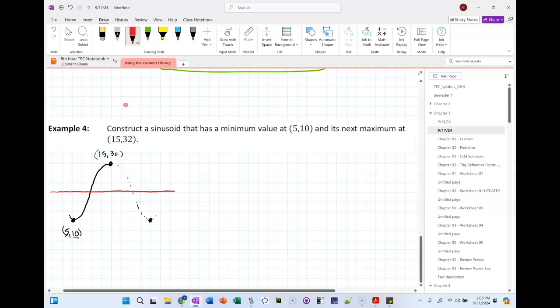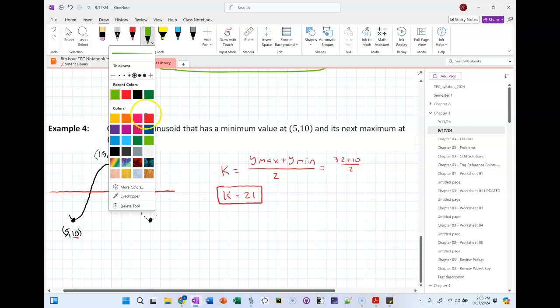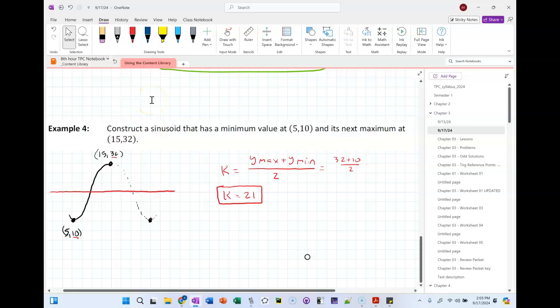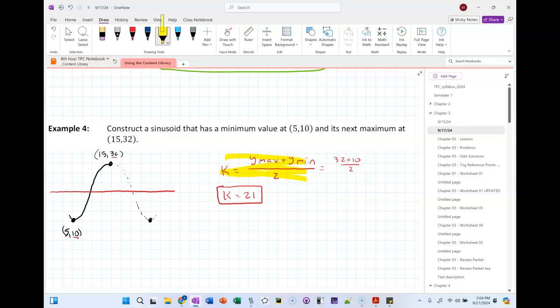Well, that's just going to be halfway in between the y coordinates. So I will just take the average of those y coordinates, and that'll be my k. So 42 divided by 2 is 21 for k. Do we feel okay on how I did that? Now this formula for k, you're free to use anytime you have a min and a max like this. So far, so good? Okay.